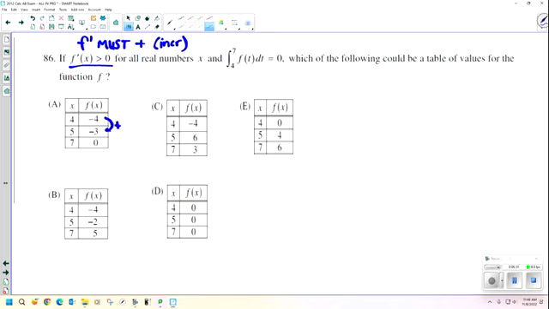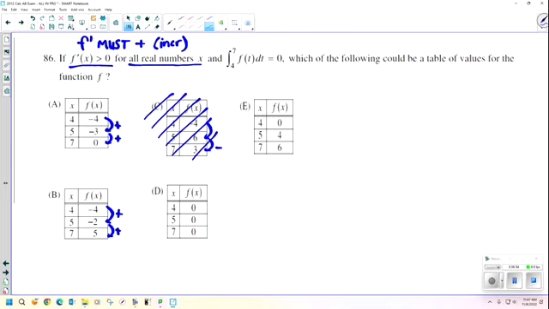So A, -4 to -3 is increasing. -3 to 0, okay, that's increasing. It's good. B, all right. B goes from -4 to -2. That's increasing. -2 to 5, that's increasing. Okay. C, -4 to 6. That's increasing. But 6 to 3 is decreasing. It cannot be C. Remember, for all values of x, there shouldn't even be a point where it decreases.